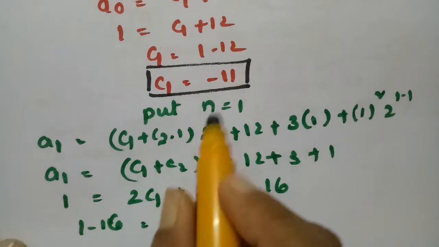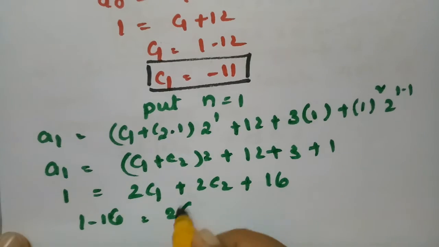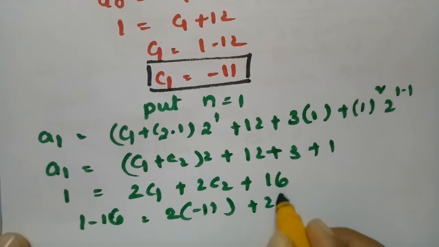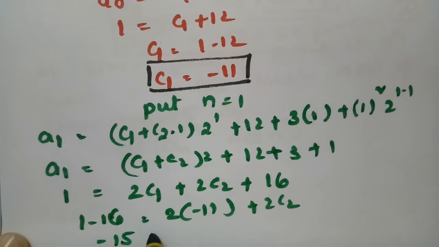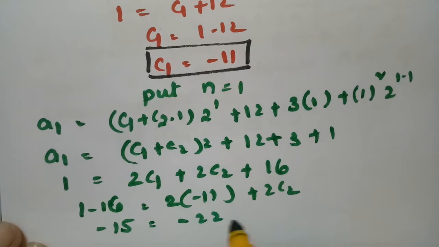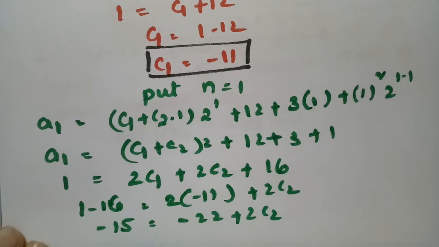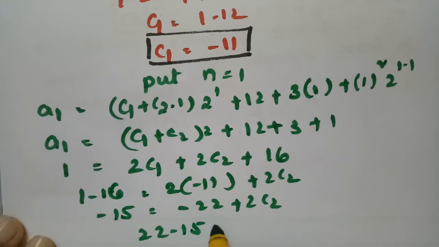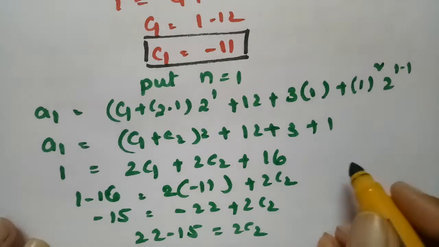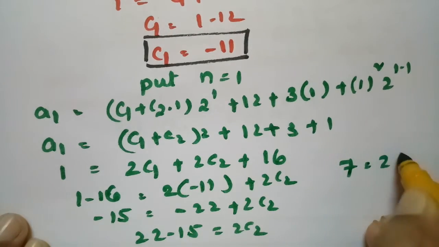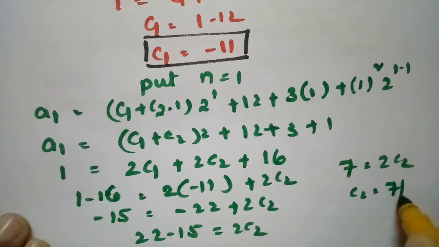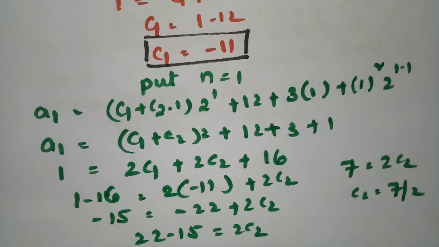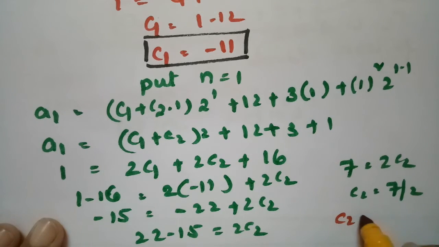This is 2C1. What is the C1 value? C1 value is minus 11 plus 2C2. So this is minus 15, this is minus 22 plus 2C2, and if I send it to the other side, this will be 22 minus 15 is equal to 2C2. This is 7 is equal to 2C2, and C2 value is equal to 7 by 2. So we got the value of C2 as 7 by 2.